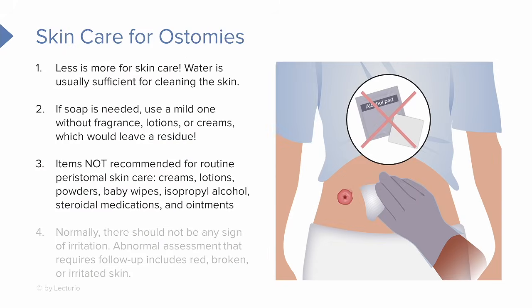Again, things we don't want you to use around what we call peristomal skin, or skin around the stoma, are things like creams, lotions, and powders. Those are a no-no. Alcohol pads, like we like to use for cleaning in nursing, can dry out the skin. Any steroidal ointments or creams are also a no-no in ostomy care, because this can affect how the appliance that catches the urine or the feces adheres to the skin of the stomach.